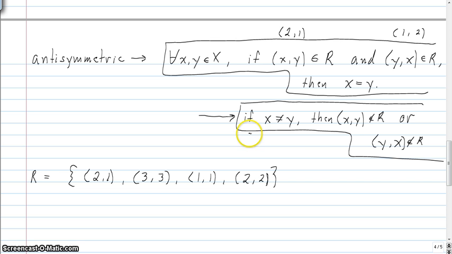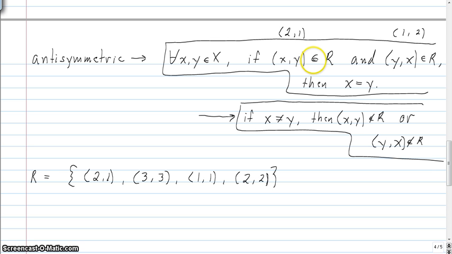Another way you can think about it, and this is just taking the definition and writing it in the contrapositive: if x is not equal to y, then not the first part. So either (x, y) is not in the relation, or (y, x) is not in the relation. Okay, so I've got an example of a relation here that is antisymmetric.